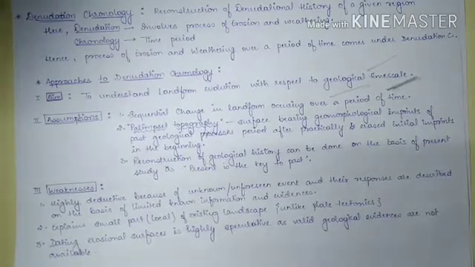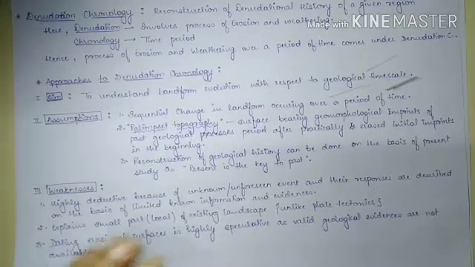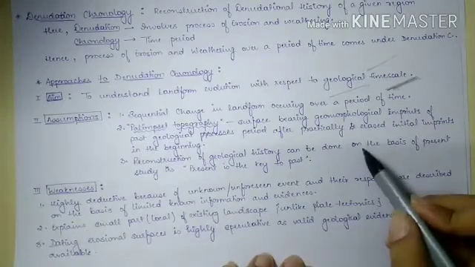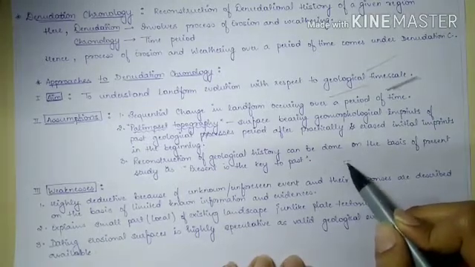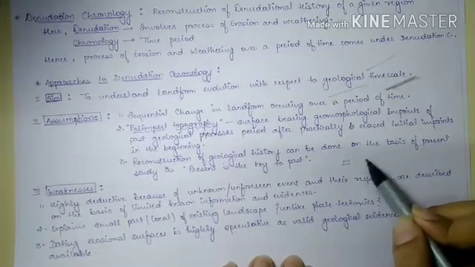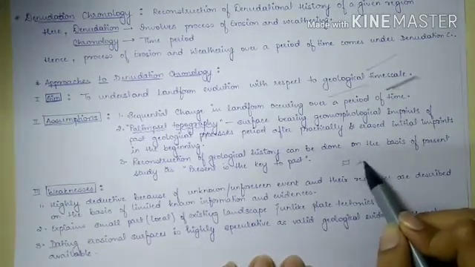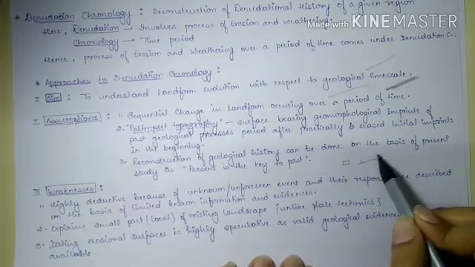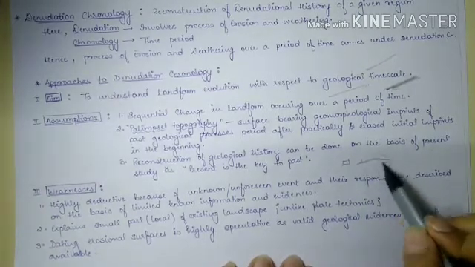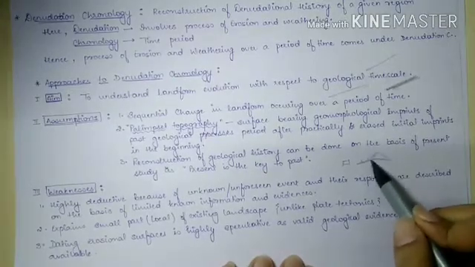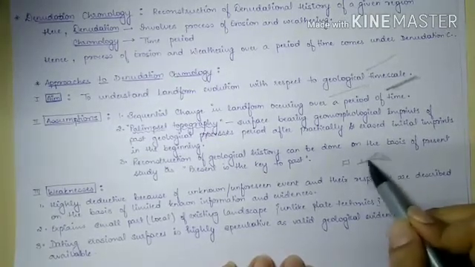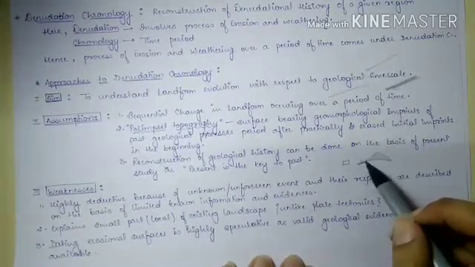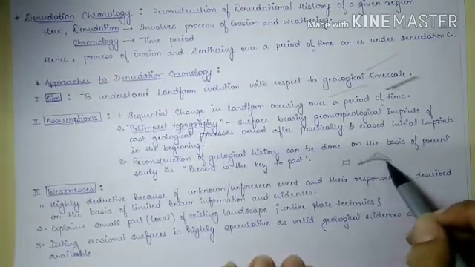And the last assumption is that reconstruction of geological history can be done on the basis of the present. So we can reconstruct the geological history by looking at the present state of that topography. If we see a plain surface having some hilly features, some hills, we can say that it was a mountain once, like Aravali. We can say that it was a great mountain, but now due to erosion or denudational processes, it has lowered its height.